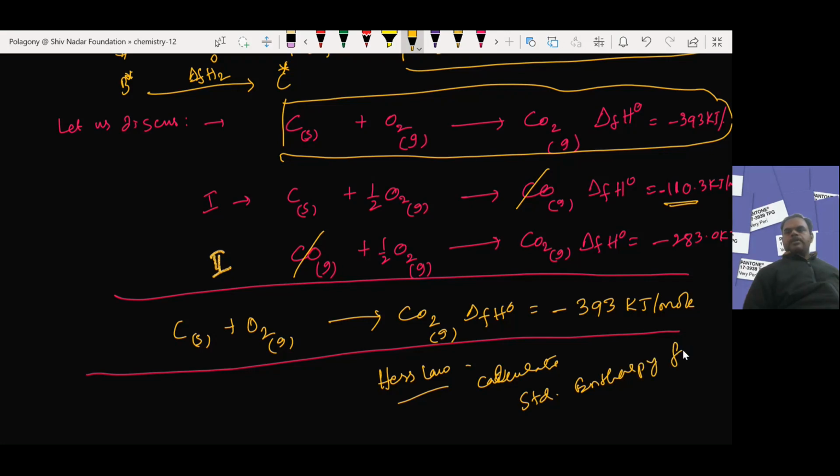Enthalpy of formation of compounds can also be calculated from known values, and from unknown values too, theoretically, by using Hess's law of constant summation of heat. Let us take one more example.